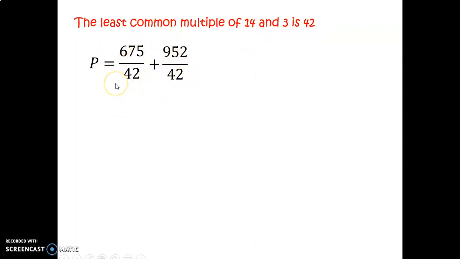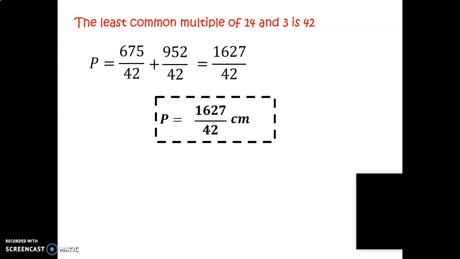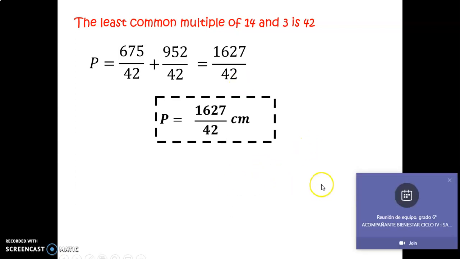Now that they are like fractions, what we're going to do is just add them. So this is the addition. You may use your calculator to check that this number plus this one is going to be 1627 over 42. And as you can see, they don't have a common divisor, so we cannot simplify this, meaning that the perimeter of the figure is going to be 1627 over 42. And that's it for today.